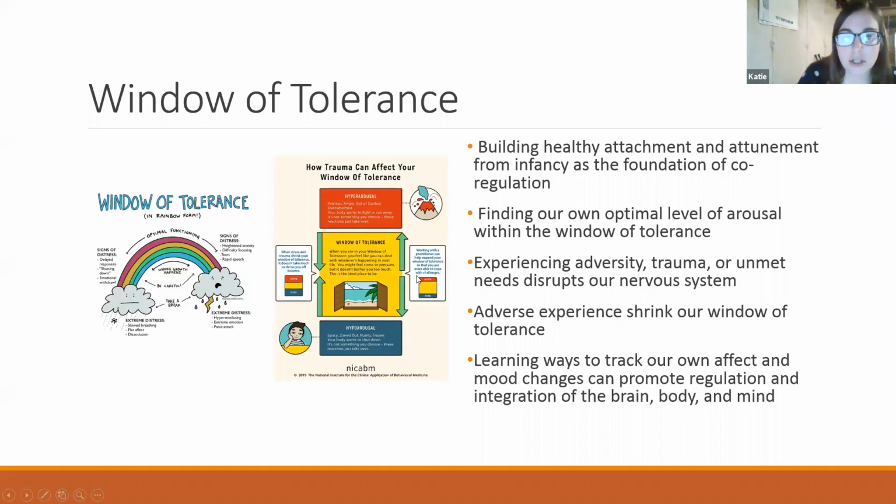So what I want to do now is just take a minute or two and start to think about what is your window of tolerance? Where do you fall in on the rainbow? Think about what senses you like. If you want to write them down for later on too, that's going to help. But think about what keeps you in your window of tolerance. And I'm going to give you just like a minute or so to do that.